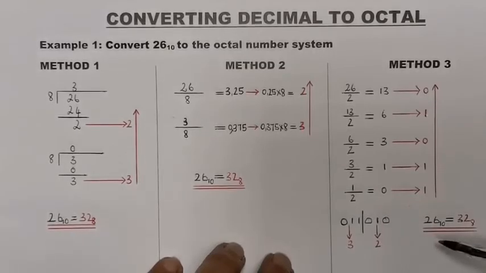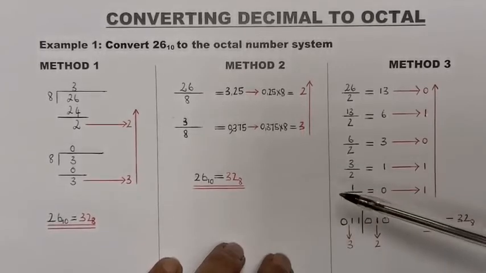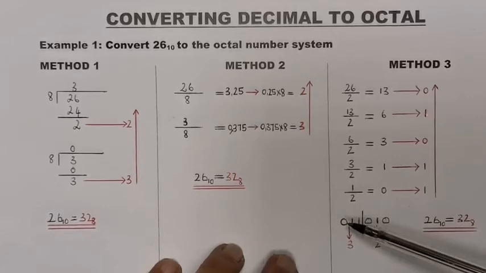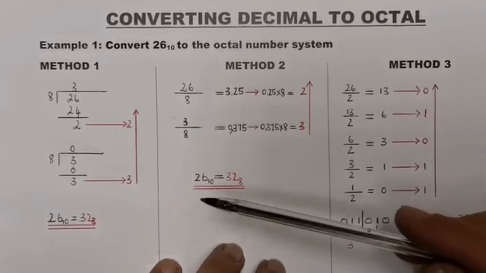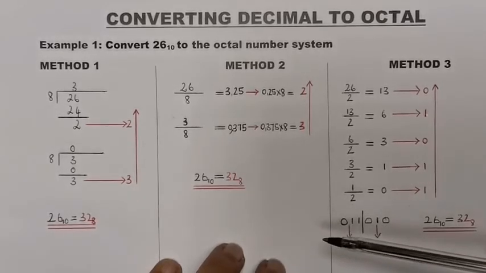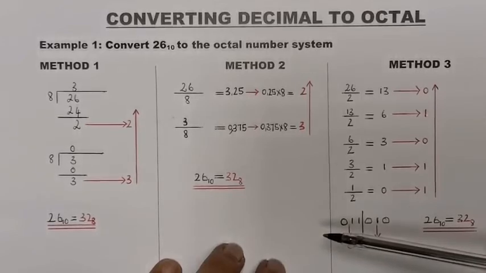And then we can see that 26 in decimal is 32 to the base of 8 in octal. In all 3 methods we got the same answer. So now you can decide for yourself which method will suit you best in doing the conversion of decimal to octal.